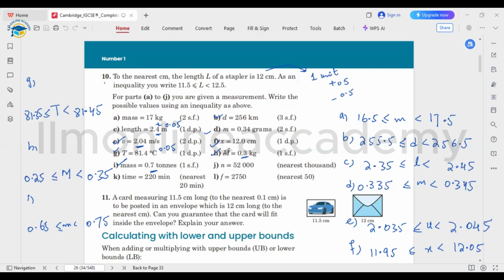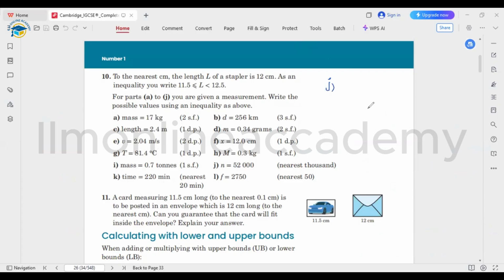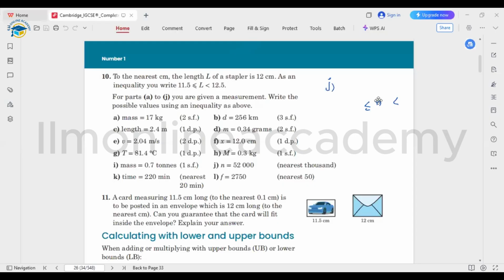Next, moving towards the J part. In J part, they gave us 52,000 and we need to go up to the nearest thousand. Okay, let's go on with this. We have part number J here and they gave us N. So as we have been given 52,000, for this, we need to add or subtract a different number. So this time we need to add or subtract 500 in this.